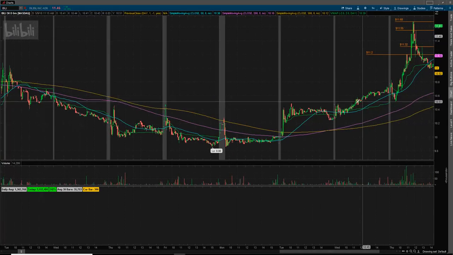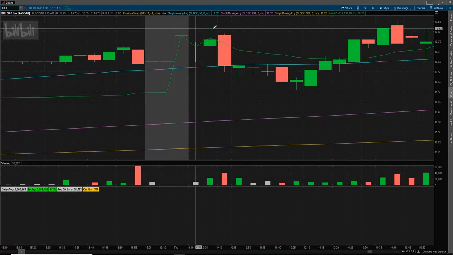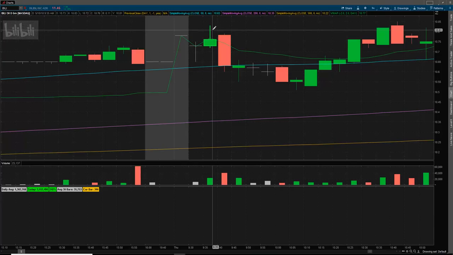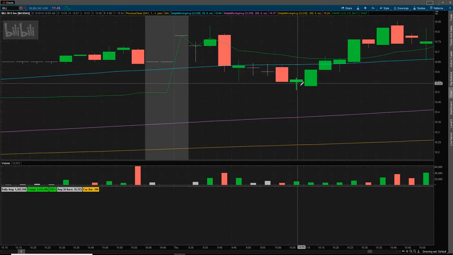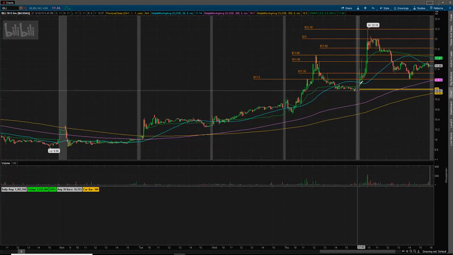This day, very little volume: spike, wash, and then it had this little spike, but not much volume, and then the wash. And then look what happened here. Then it had this big spike, wash.